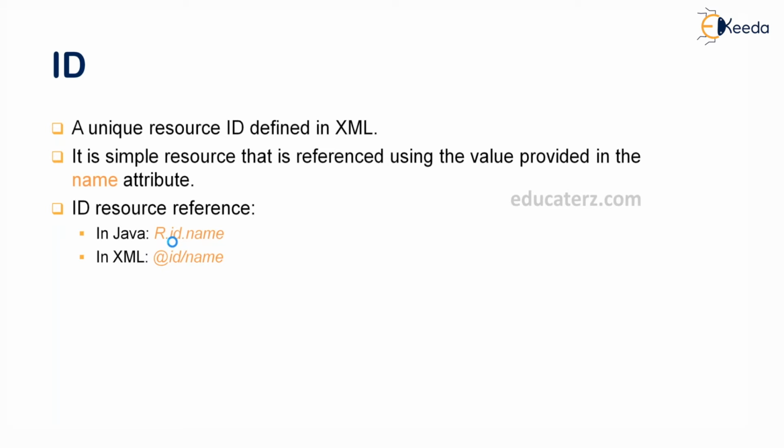When you are referring to a created resource ID in the XML, that is how it works. If you are referring to it in the Java or activity code, then you will refer R.id.name. R stands for resource, id means you are referring to an ID, and then the name of that particular ID you have created.